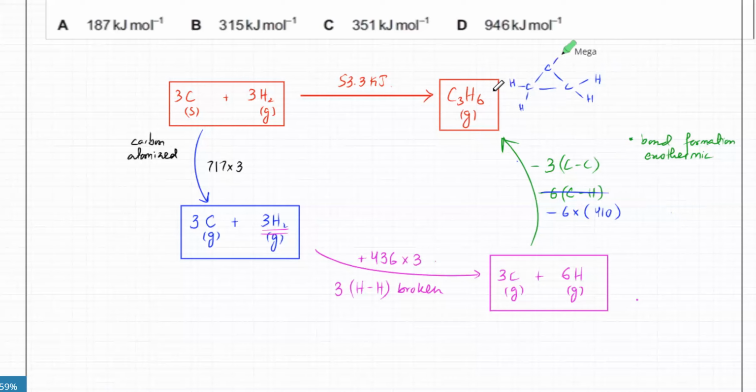And all that needs to happen now is, I got these atoms together, made 3 CC bonds and 6 of the CH bonds. 3 CC bonds need to be made, 6 CH bonds, and they should be exothermic. So one path is equal to the other path. So there's only one unknown in this whole thing.